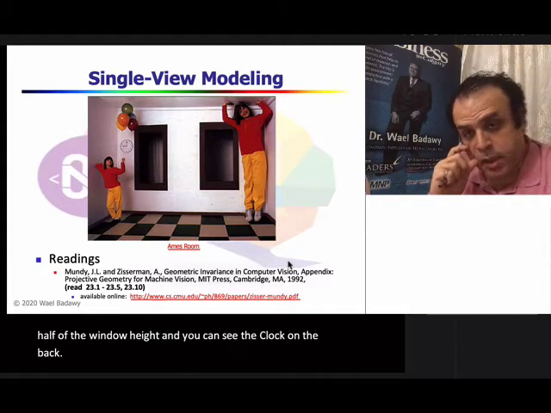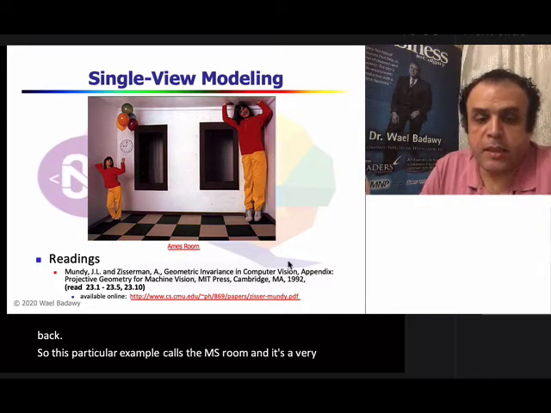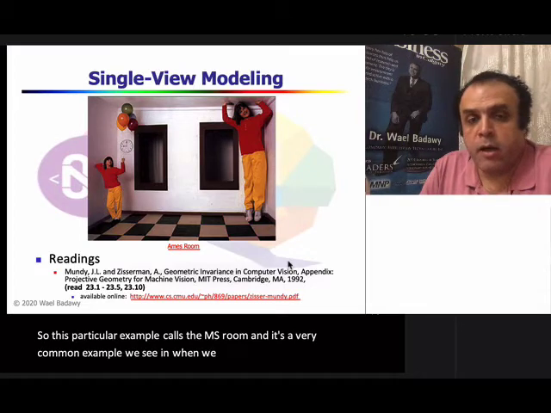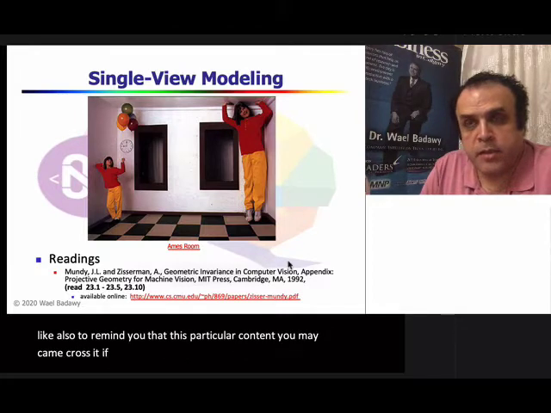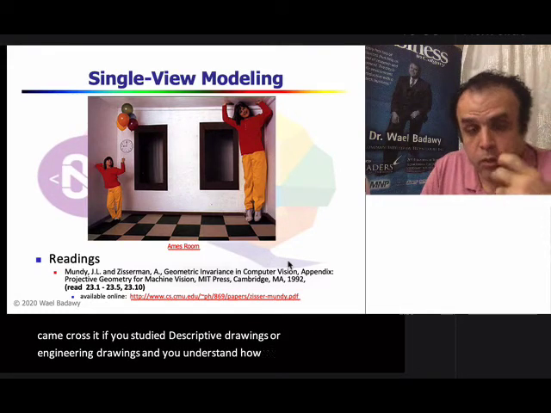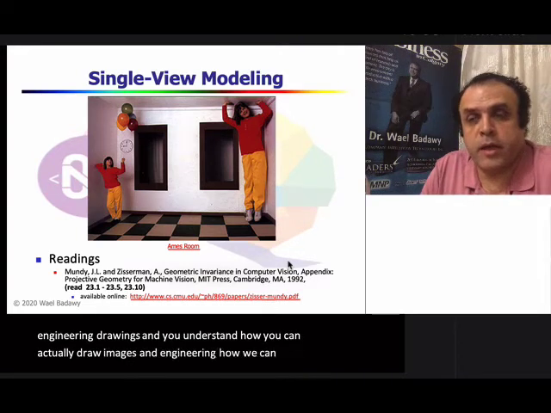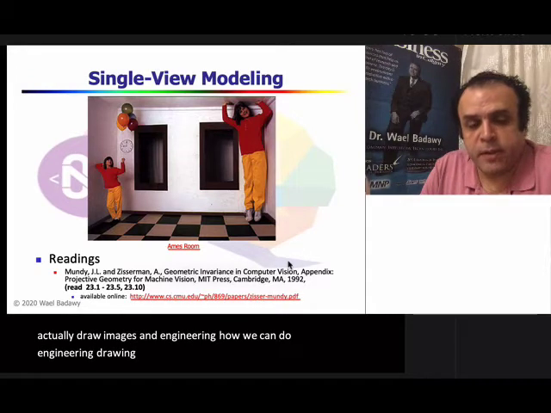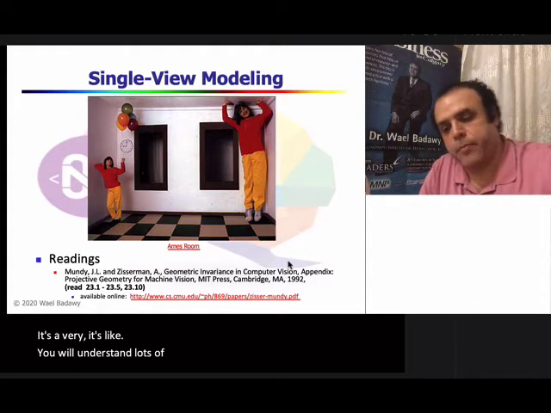So this particular example is called the Ames room, and it's a very common example we see when we talk about video. I would also like to remind you that this particular content, you may have come across it if you studied descriptive drawings or engineering drawings, and you understand how you can actually draw images and how we can do engineering drawing, and you will understand lots of mapping between 3D and 2D.